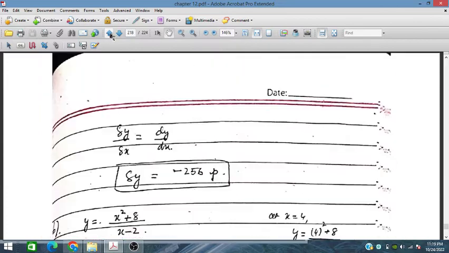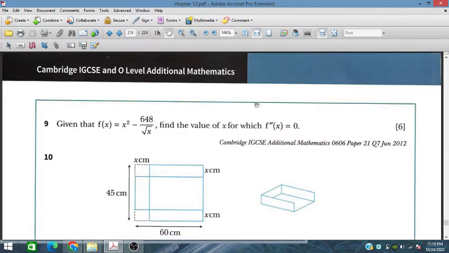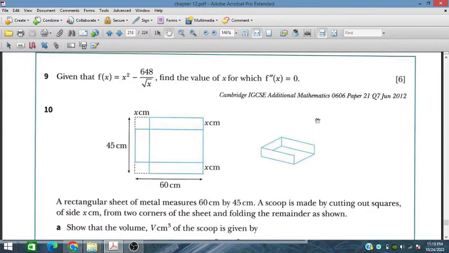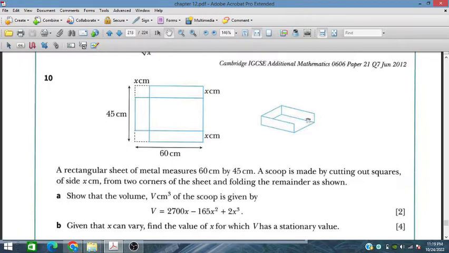So let's solve now problem number 10. This is a rectangular sheet, and this rectangular sheet creates this kind of scoop. A rectangular sheet of metal measures 60 centimeters by 45 centimeters. This is x centimeters, and this is x centimeters. This length is x centimeters from here to here. Similarly here, so this is curved, and this curves to create this structure.